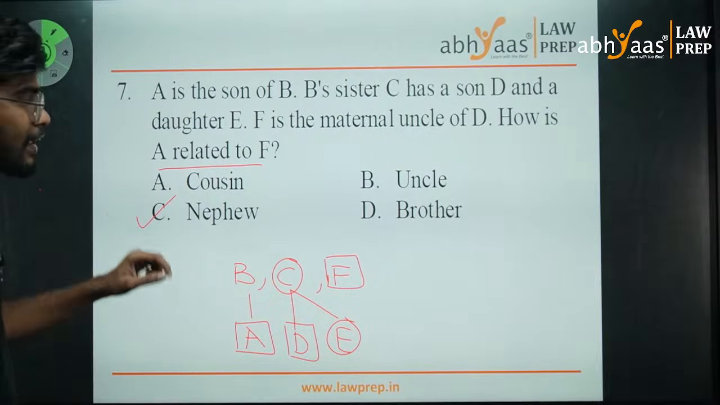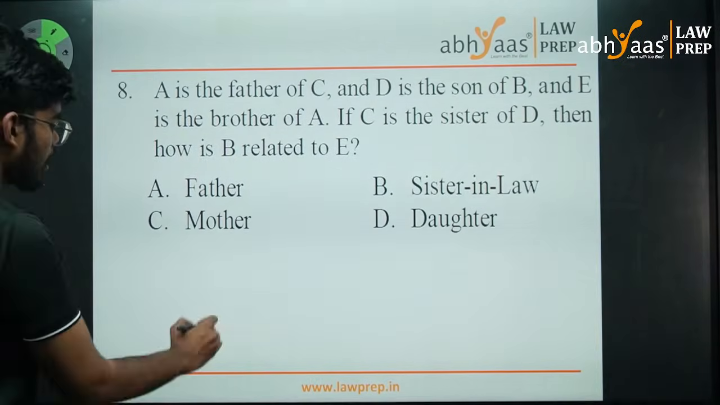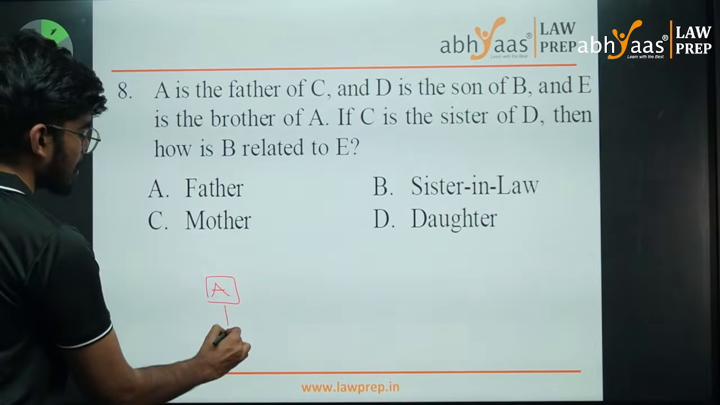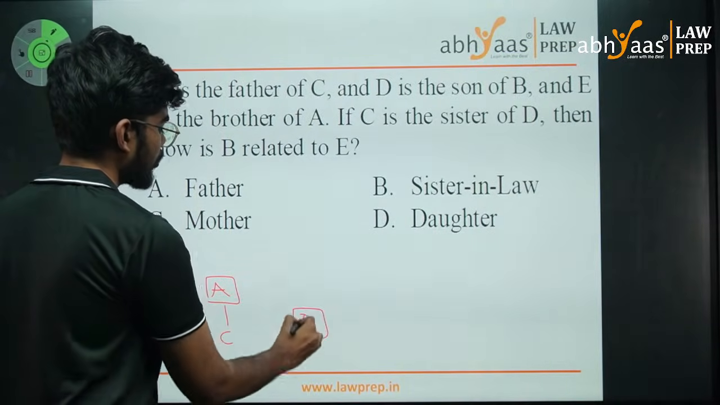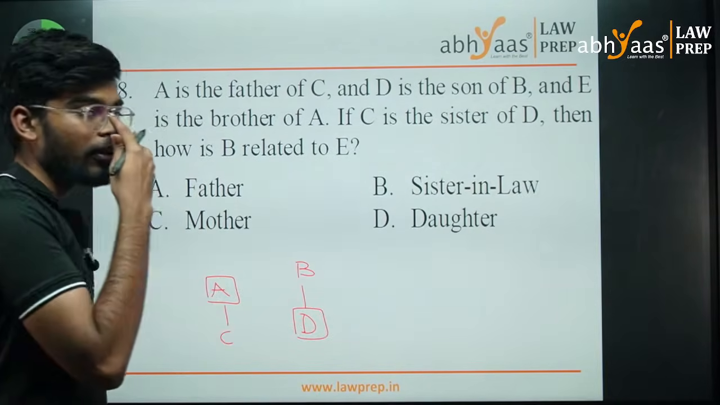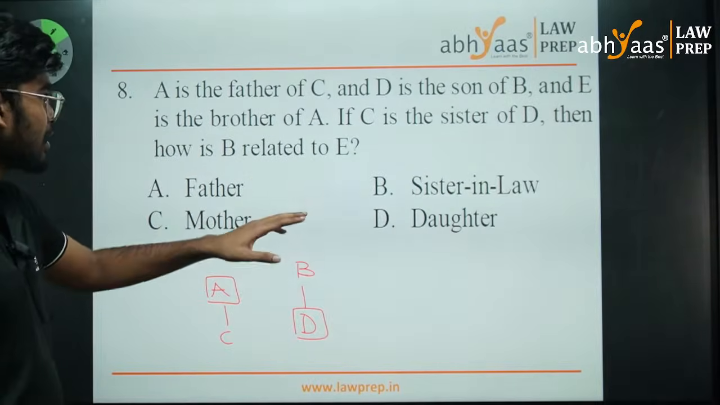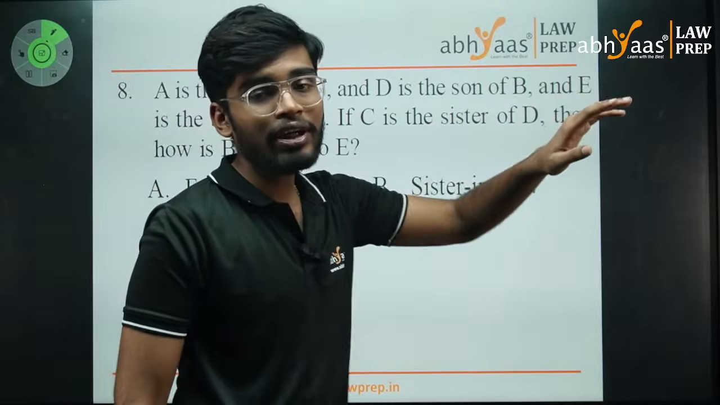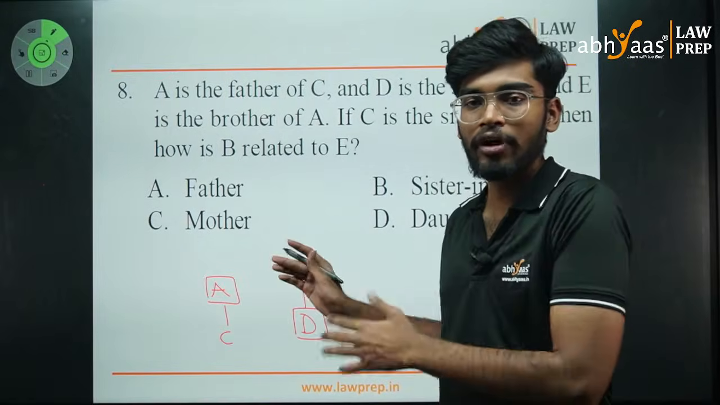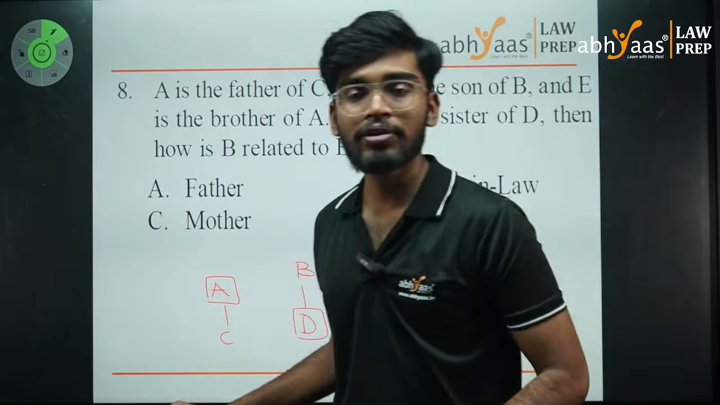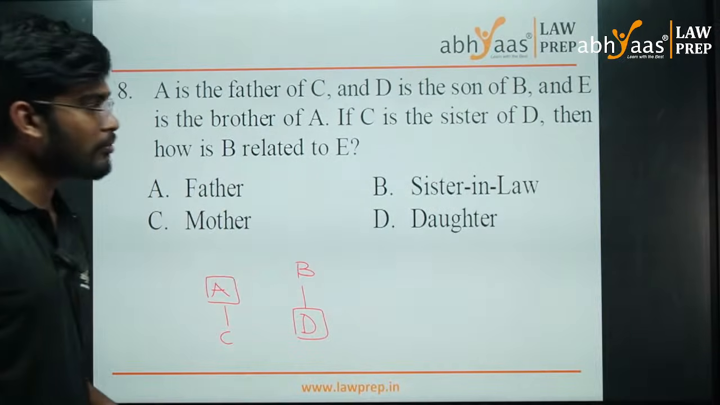Next. Moving to question number 8. A is the father of C. Next. D is the son of B. You can ask me, why are you drawing it separately? Because there is no relation. As far as the question is concerned, till this point, D is the son of B. We don't have any relation between these letters and those letters, right? So that is why I am drawing it in a different flowchart or different notation. The moment I get the relation between these two, I will be clubbing them and representing in a single diagram so that it will be clear.